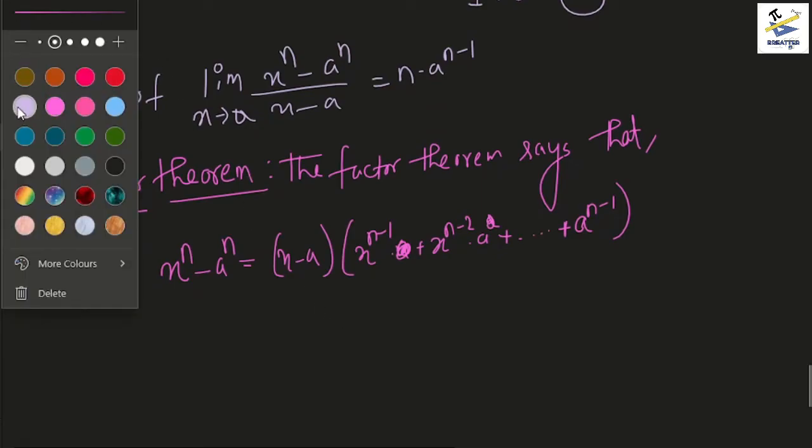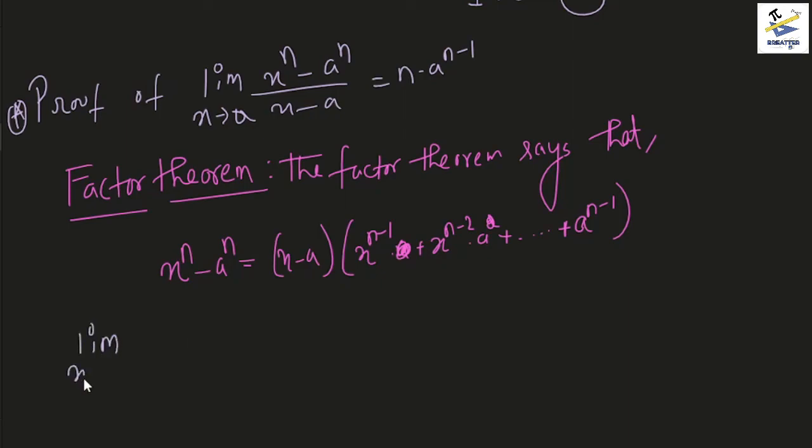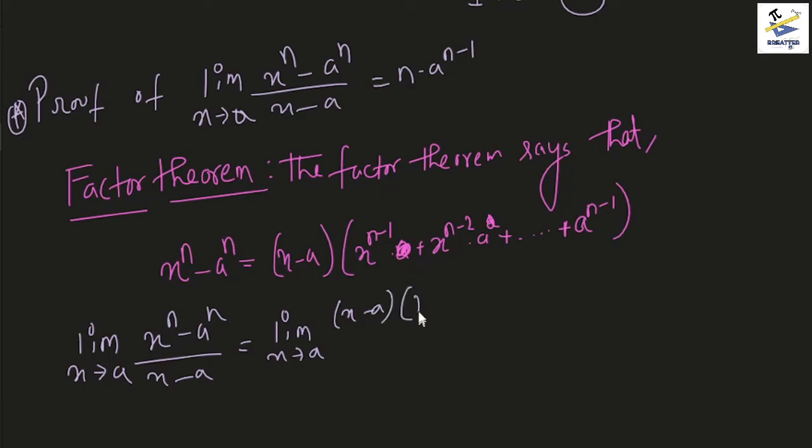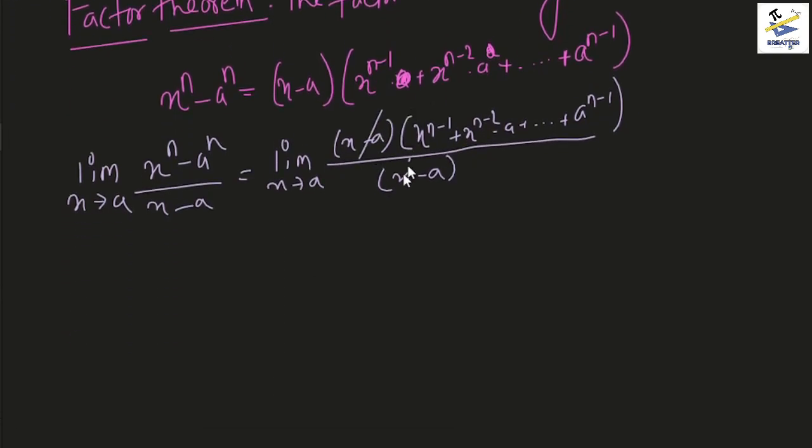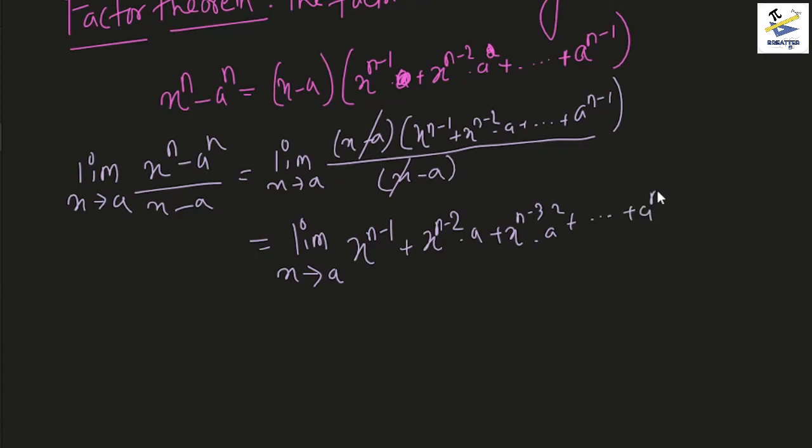So if we use this factor theorem, we could easily see that limit x tends to a of (x to the power n minus a to the power n) divided by (x minus a) would be equal to limit x tends to a of (x minus a) into (x to the power n minus 1 plus x to the power n minus 2 into a and all the way up to a to the power n minus 1) divided by (x minus a). Now since x tends to a means x doesn't equal a, we can carefully cross this off and we are left with limit x tends to a of x to the power n minus 1 plus x to the power n minus 2 into a plus x to the power n minus 3 into a squared and all the way up to a to the power n minus 1.